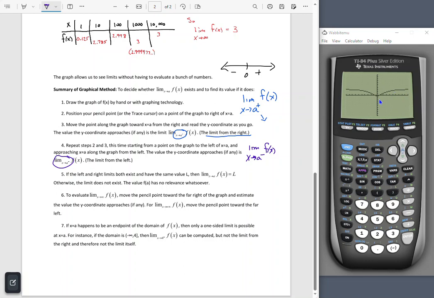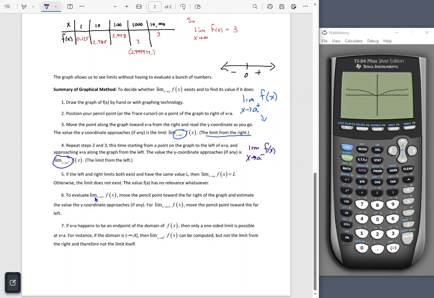So we found the limit from the right, we found the limit from the left, and if the limit from the left and the limit from the right both exist and have the same value, then the limit exists. It doesn't matter what f of a is. It doesn't matter what's happening at that point. We only care what's happening near that point.